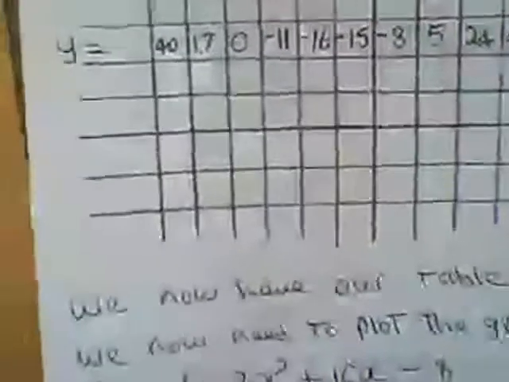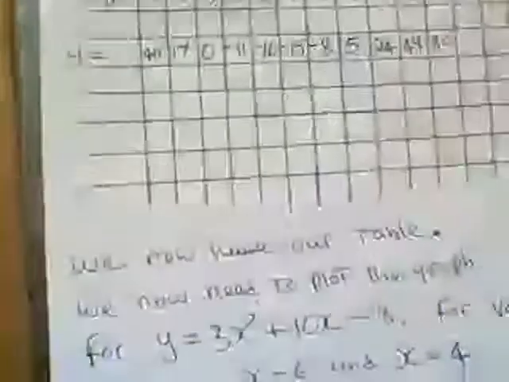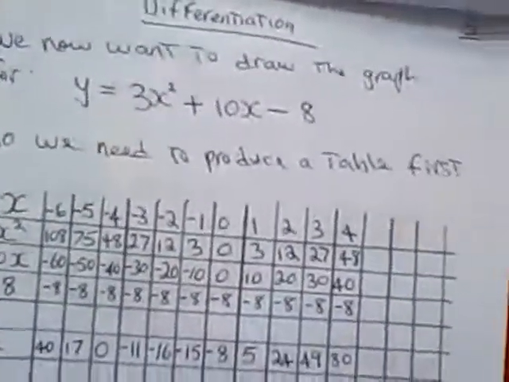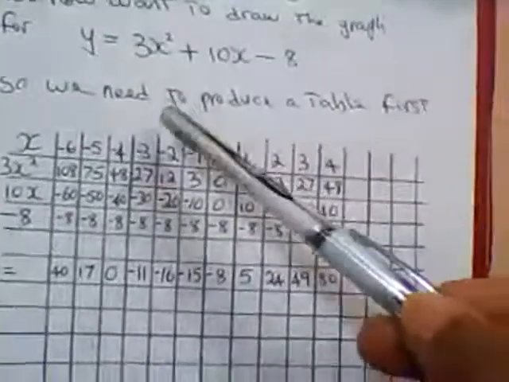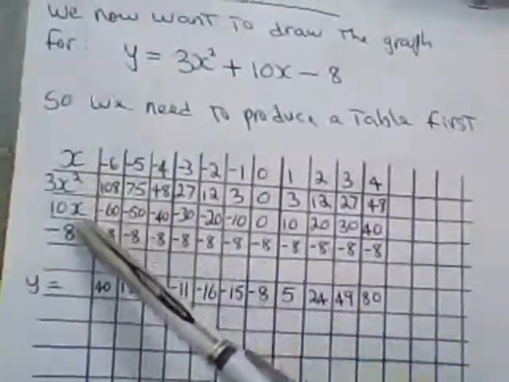Because what I did here was to create a table. I produced a graph already, which we just looked at, figure 1.1. And this is the table that I produced to give me my graph. We now want to draw the graph for y equals 3x squared plus 10x minus 8. So we need to produce a table. And I produced this table here in regards to this.